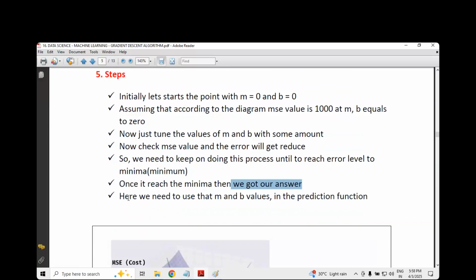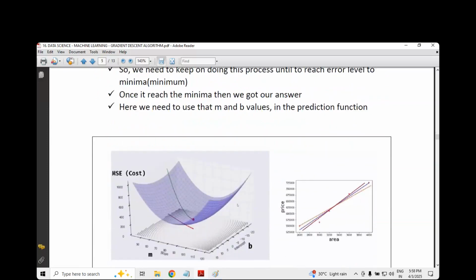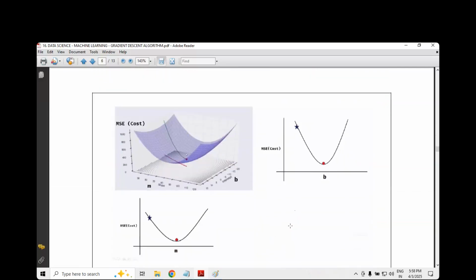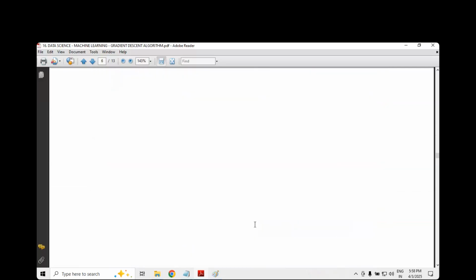Make a note on this one. We need to use that m value and b value in the prediction function. What function? Prediction function. This one is a diagram. Now I'm sure these steps you already know, the same diagram.